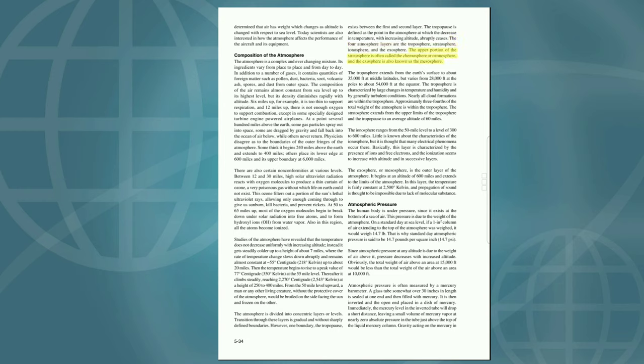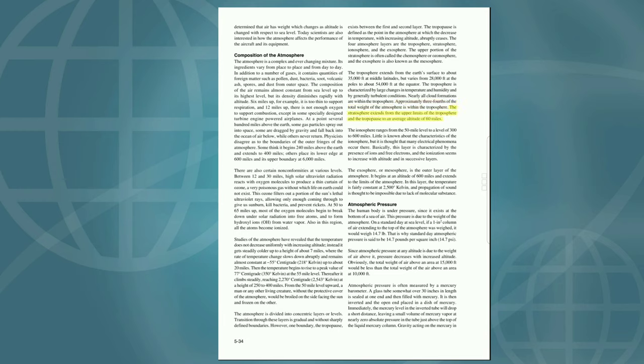The upper portion of the stratosphere is often called the chemosphere or ozonosphere, and the exosphere is also known as the mesosphere. The troposphere extends from the Earth's surface to about 35,000 feet at middle latitudes, but varies from 28,000 feet at the poles to about 54,000 feet at the equator. The troposphere is characterized by large changes in temperature and humidity, and by generally turbulent conditions. Nearly all cloud formations are within the troposphere. Approximately 3/4 of the total weight of the atmosphere is within the troposphere.